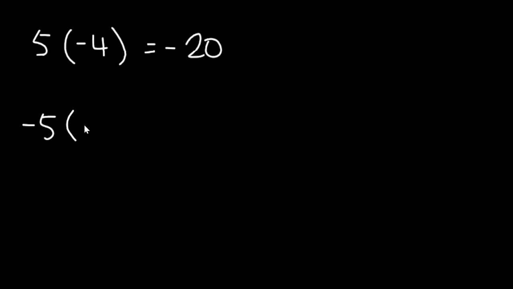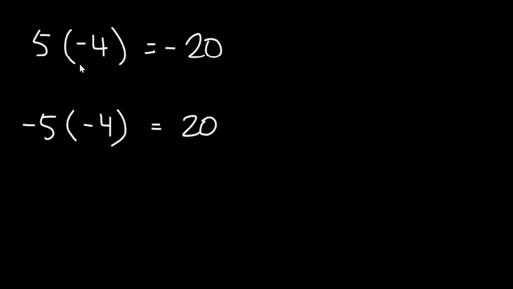Negative 5 times negative 4. 5 times 4 is 20. We have two negative signs in this particular operation, which means that it is a positive number. Two subtraction signs, that's even, and an even number of subtraction signs means a positive number.